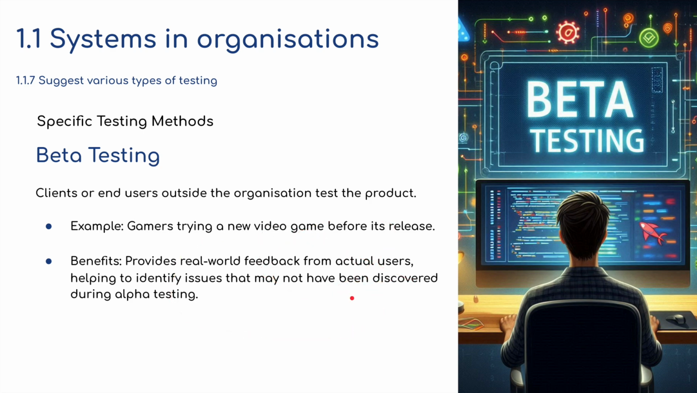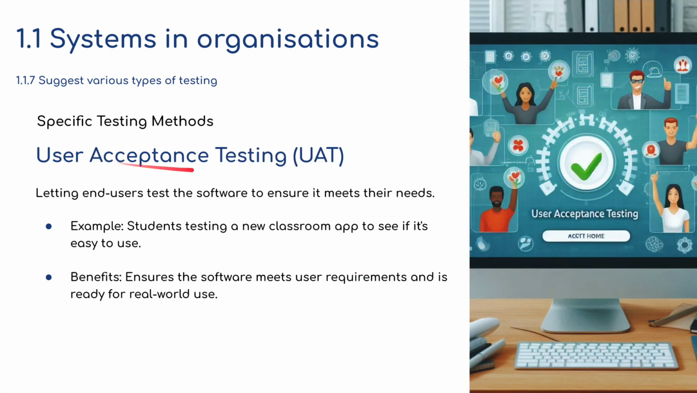Then finally, user acceptance testing, UAT, letting end users test the software to ensure it meets their needs. Example, students testing a new classroom app to see if it's easy to use. Benefits: ensures the software meets user requirements and is ready for real-world application and use.